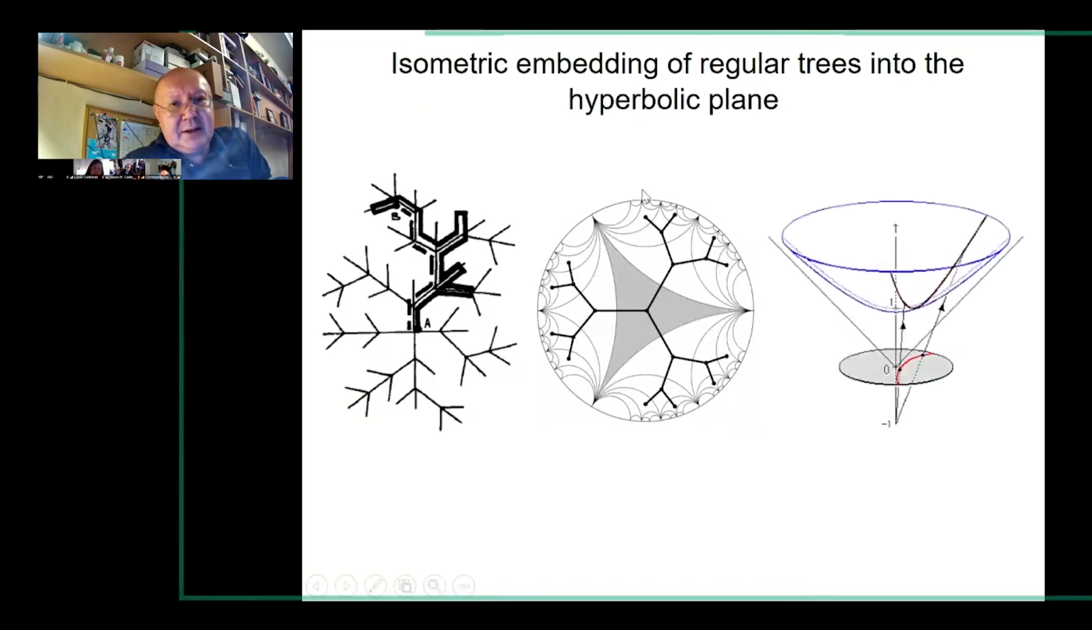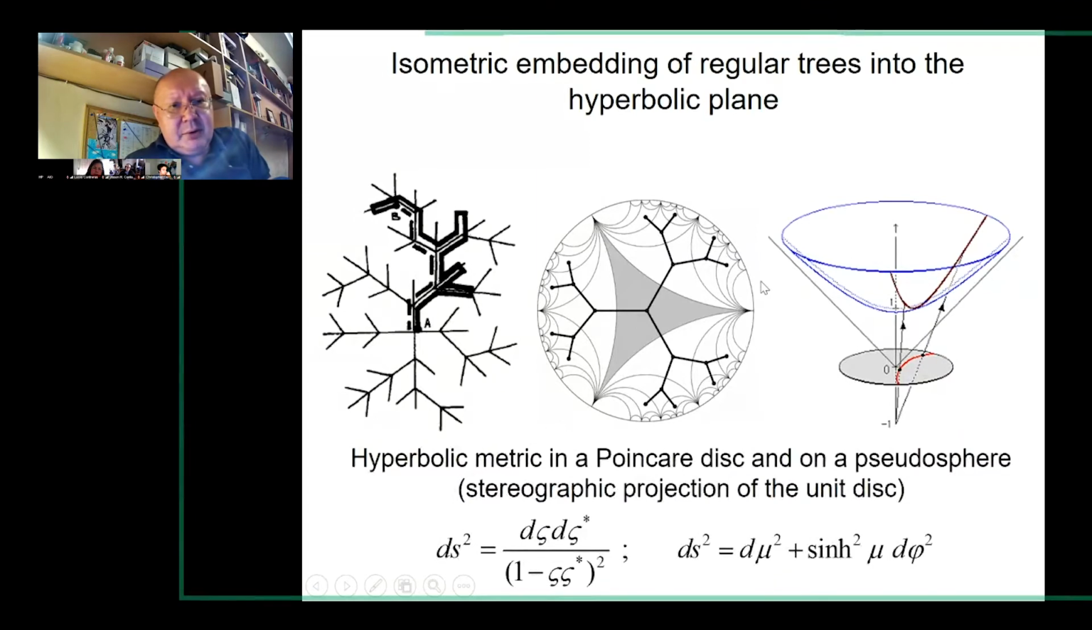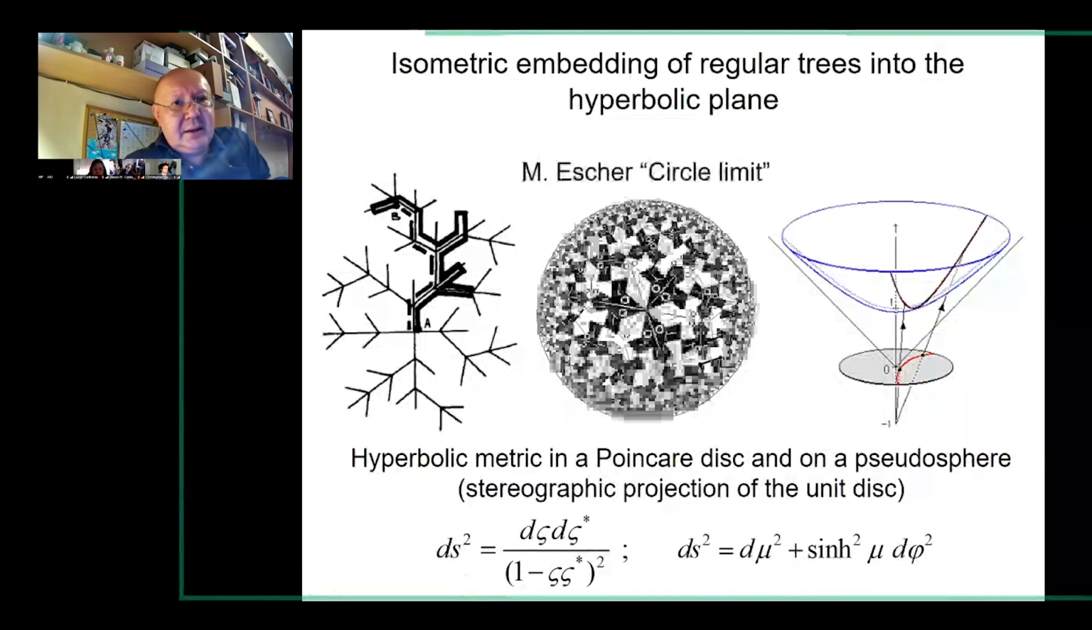Another representation is the so-called pseudosphere, when you make a stereographic projection of this unit disk to Minkowski space with the Minkowski metric. The hyperbolic metric in the Poincaré disk, the unit circle, is written here in its conformal form, and in the stereographic projection you have the famous representation like in polar coordinates, but instead of r squared you have sinh squared, so it is an exponentially growing structure. This is something we know from Escher's books, Circle Limit; it is just another way of looking at the Cayley tree.